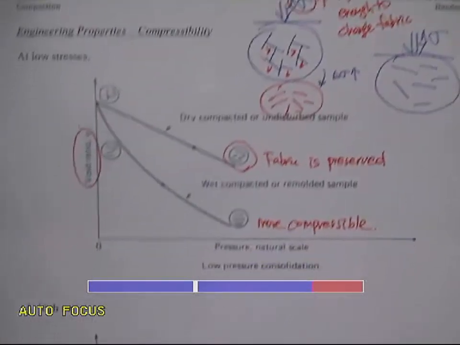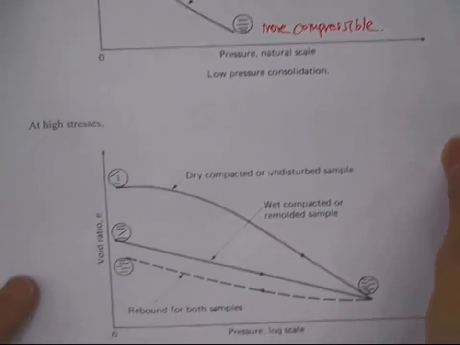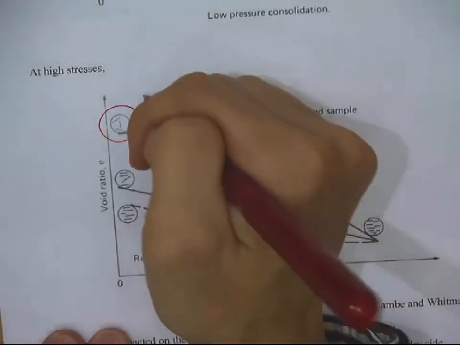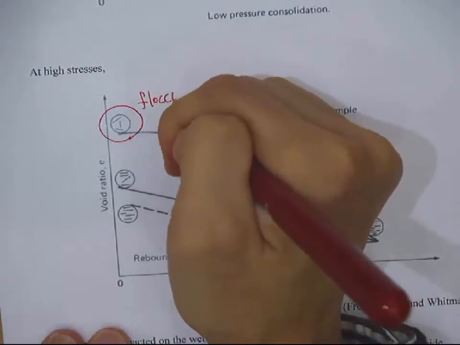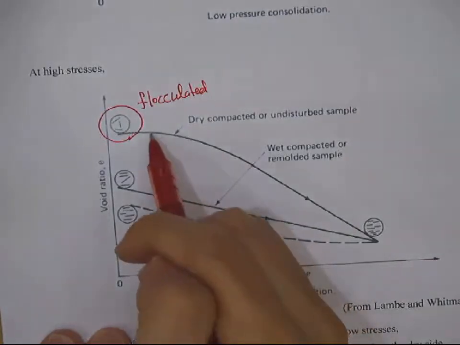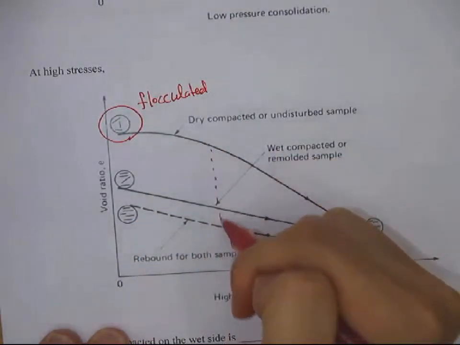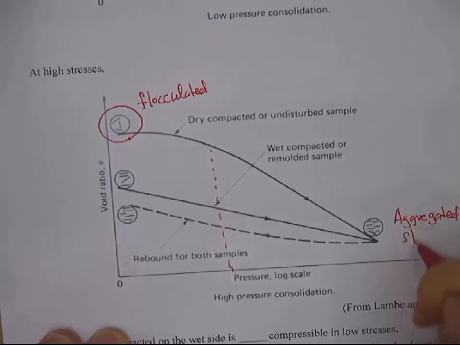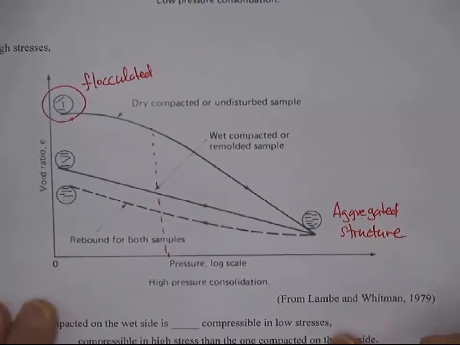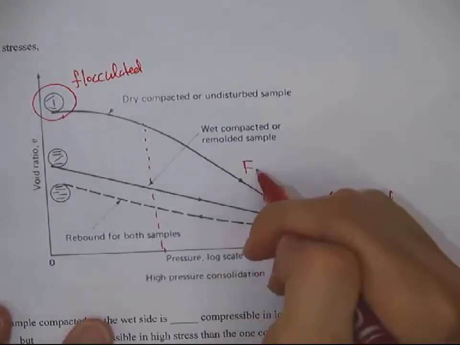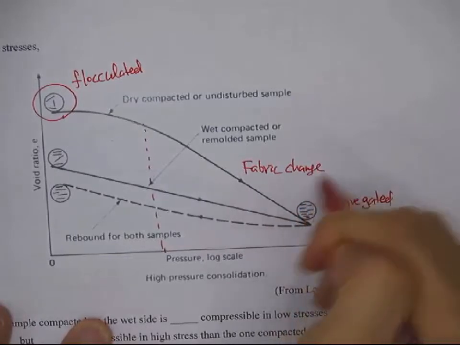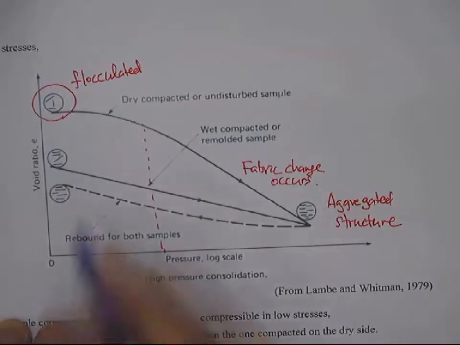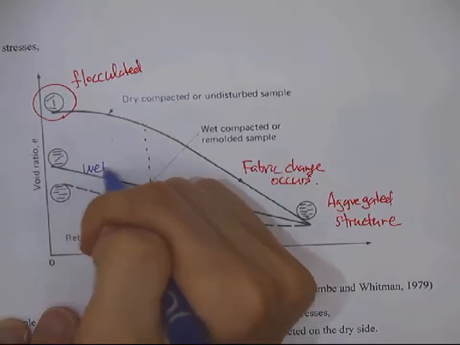So that's what it shows at the bottom. At high stresses, even though you have the dry compacted soil, starting with the flocculated structure, at some point, as it reaches some threshold stress, you get the aggregated structure. So here the fabric changes. And this is a wet compacted soil.